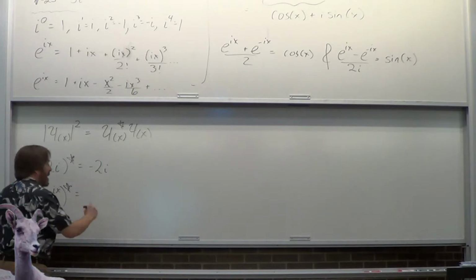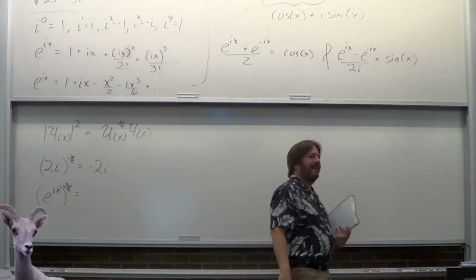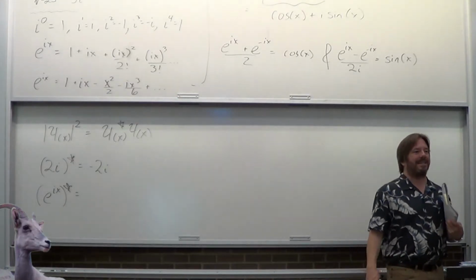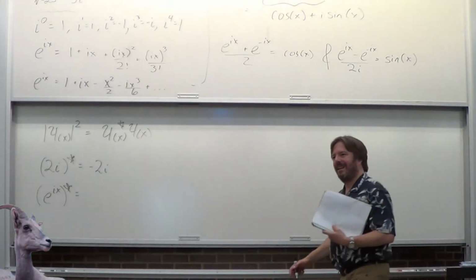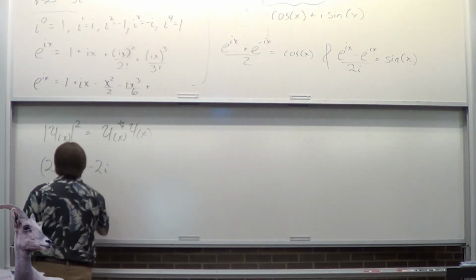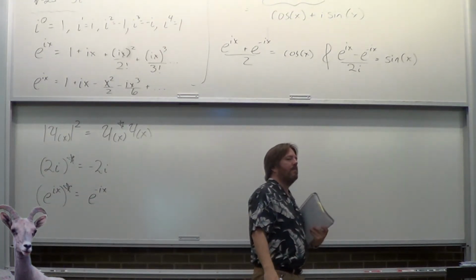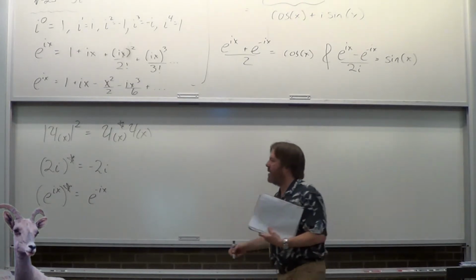Okay. What about this? So e to the negative i, is it minus e to the ix or e to the minus ix? Right, e to the minus ix. Again, go for the i and put a minus sign in front of it. Okay, what about this one?